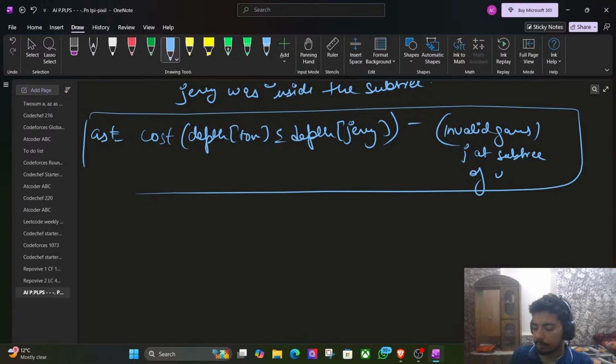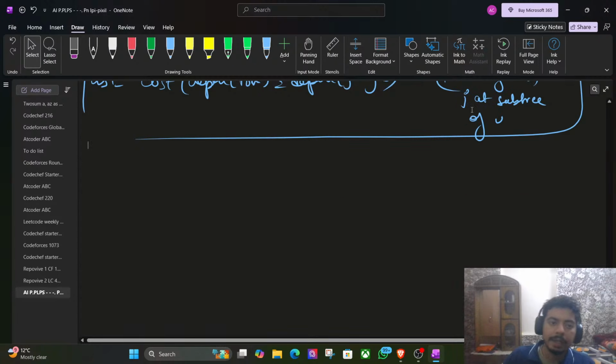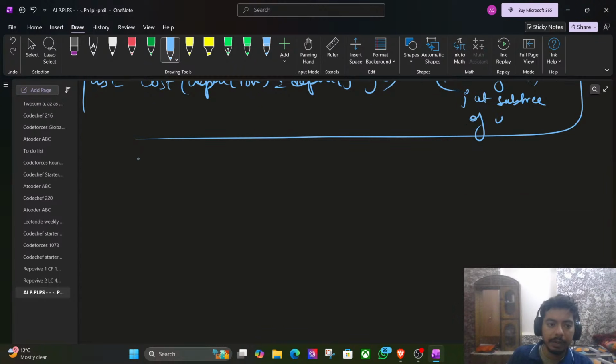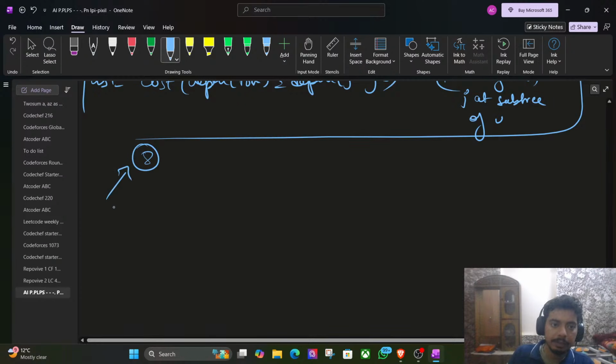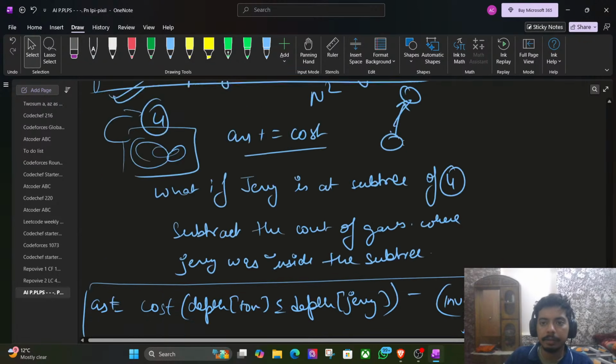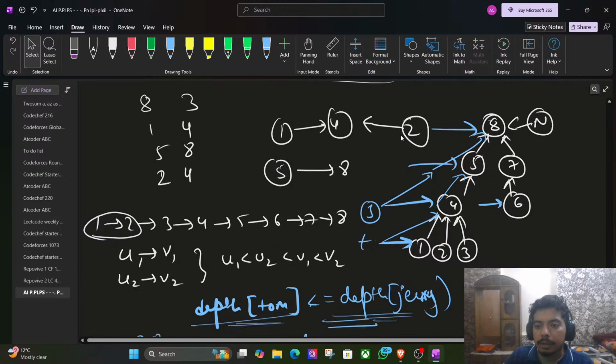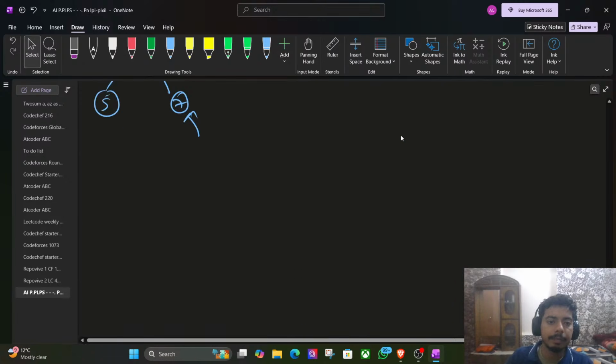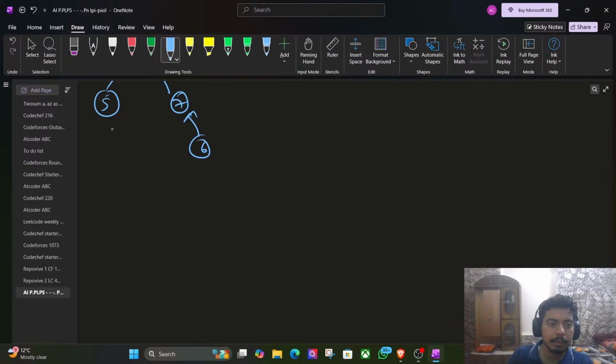Now I can try a dry run on one example. I will not completely dry run because there are multiple edges and it will take a lot of time. For this particular example, the edges are 8, 5, 7, 6, 6, 4.